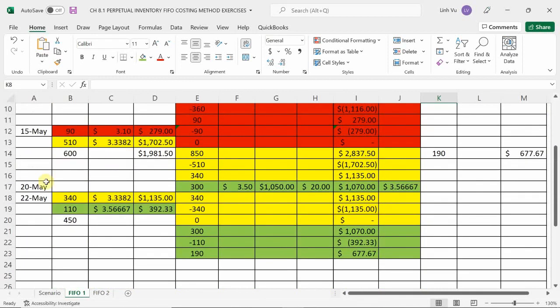And of course, I also need to figure out how much was my grand total for selling the 450 units. So in this case, I'm going to add my totals up, and that's going to give me a total of $1,527.33. So again, this is your grand total. So then when you do journalize your cost of goods sold, it will look like this.